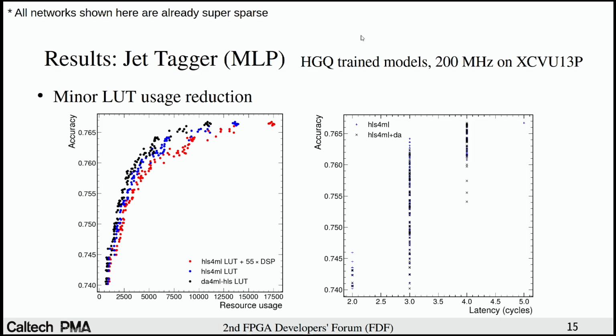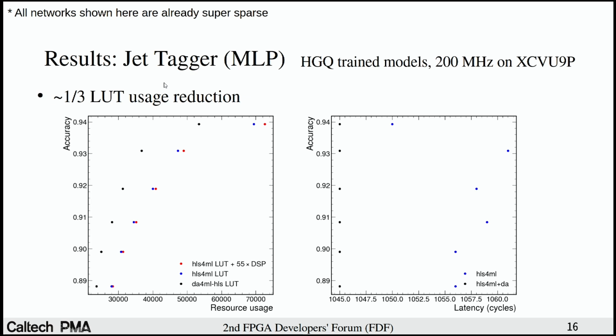And here are the results. This is a very small neural network with like 97% sparsity, so you cannot really do a lot with the distributed arithmetic. Nevertheless, you can see that the number of LUT usage is slightly lower here, and the number of DSPs used is basically eliminated. So you get some free resource reduction without compromising accuracy.